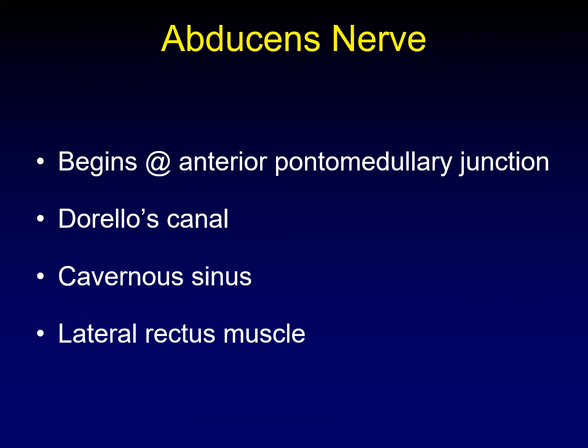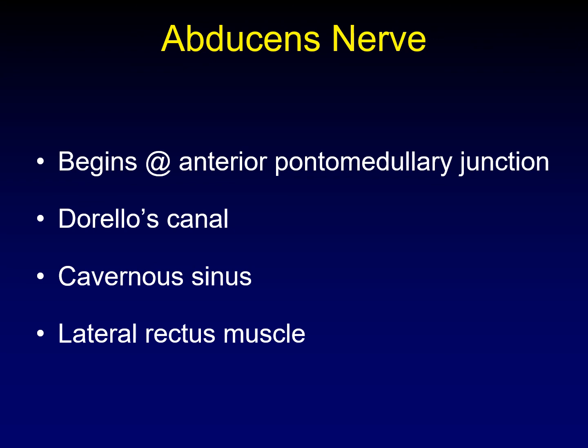Now let's talk about the abducens nerve. The sixth cranial nerve begins at the anterior pontomedullary junction. It comes out right underneath the pons, and it goes forward obliquely at about a 45-degree angle towards the clivus. Once it reaches the clivus, it dives into its own personal little dural sheath up the back of the clivus called Dorello's canal.